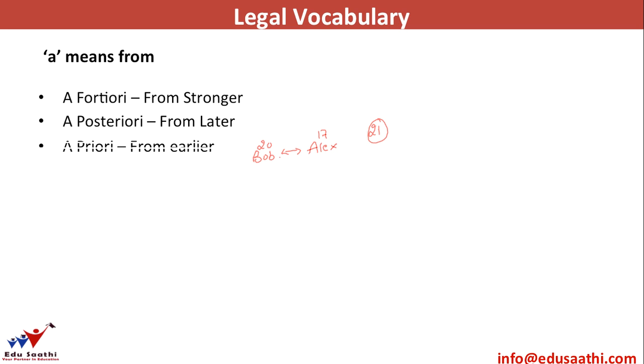And another word which is a priori, which is from earlier. A priori means from the earlier knowledge or from experience, and a posteriori means from observation. So a priori means from experience, and a posteriori means observation. For example, we say a triangle has three sides or bachelors are unmarried. These facts are examples of a posteriori.